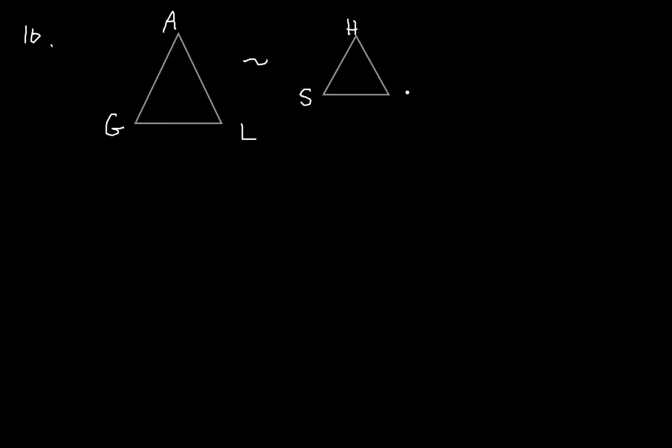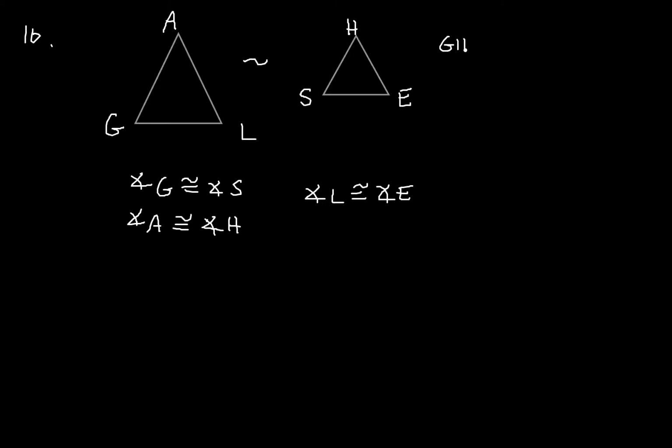S-H-E. So they want GAL and SHE. That's pretty funny. They want to name 3 pairs of congruent angles and 3 equal ratios. So if 2 triangles are similar, that means that angle G is going to be congruent to angle S. Angle A is going to be congruent to angle H. Angle L is going to be congruent to angle E. All the angles, when they're similar, are congruent. Then the sides are going to be proportional. So GA is going to be proportional to SH. You want to go in the same order, GA, SH.